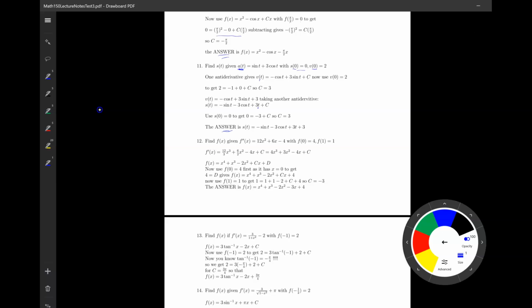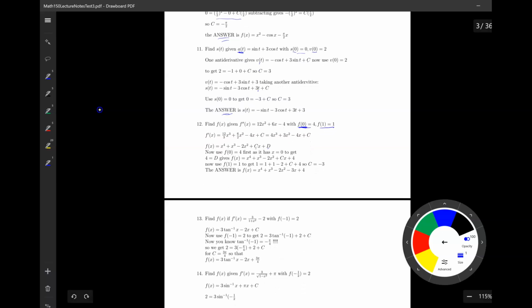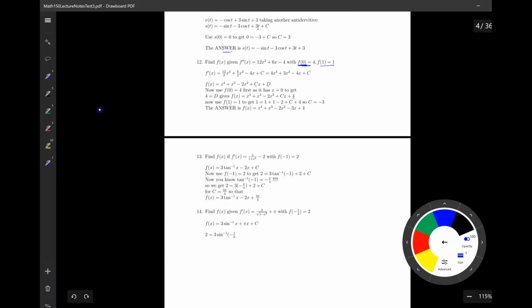Okay, so here's another one I've given you where they're both given the two f's. So go find one antiderivative, then I simplified it before I went and found the other antiderivative using two different letters for the two constants. So then I use this one first because it's got the x equals 0. And that gives me the c equaling 4. And then I use the second one, f of 1 equals 1, and that gives me c equal negative 3. So I can plug it all in for the answer. I'll let you finish that.